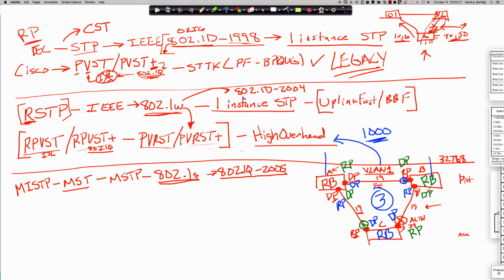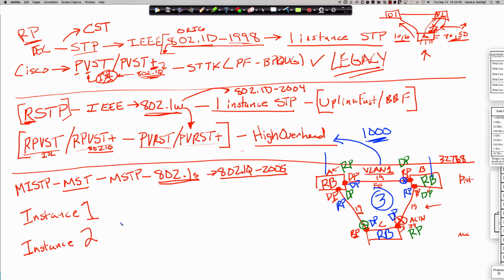Rapid spanning tree protocol is 802.1D 2004. And the original spanning tree protocol was 802.1D 98. But again, it has been completely wiped from this update, the original spanning tree protocol, right? So multiple spanning tree, what does it allow me to do? It allows me to say, I'm going to have a single instance, and we'll say this is instance 1 of multiple spanning tree. And then I can have instance 2.